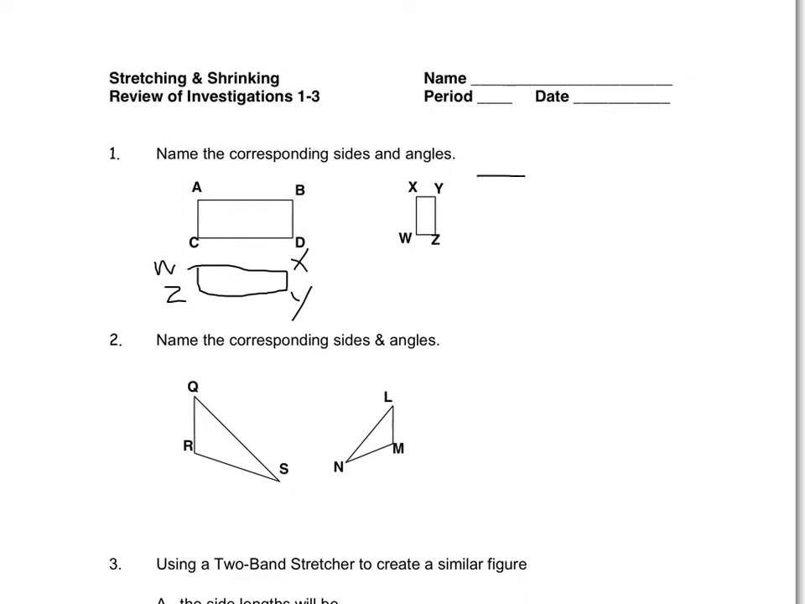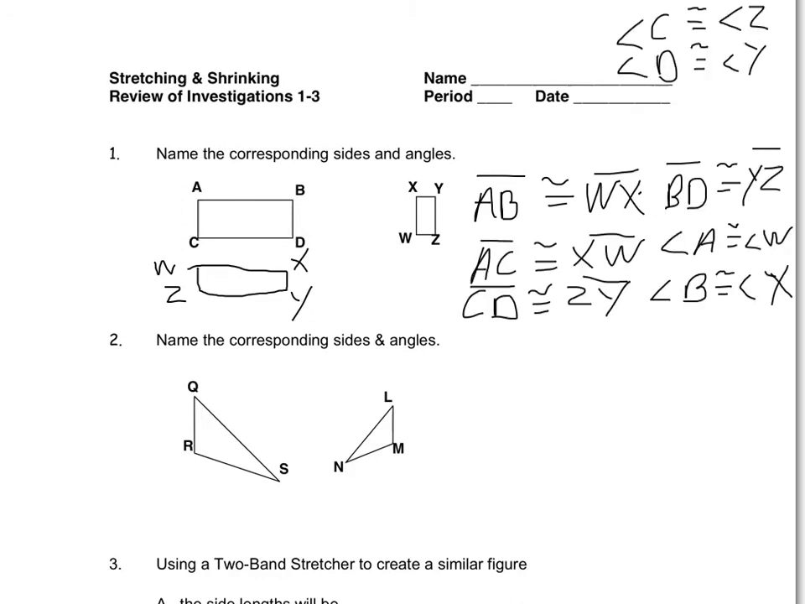So side AB corresponds with side WX. Okay, and then here are the rest of the corresponding sides and angles. Side AC corresponds with XW. CD corresponds with ZY. BD with YZ. Then on to the angles. Angle A corresponds with angle W. Angle B corresponds with angle X. Angle C corresponds with angle Z. And angle D corresponds with angle Y.